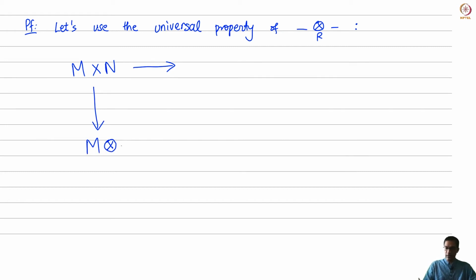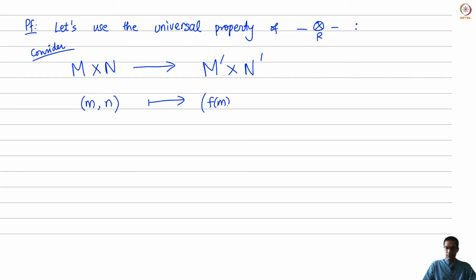So let's do the following. Let's take M tensor N over R. I'm doing everything over R here. So let me consider the following map. From M cross N, I can define a map to M prime cross N prime first. So how am I going to define that map? I will take a pair M comma N and map it to f of M comma G of N.